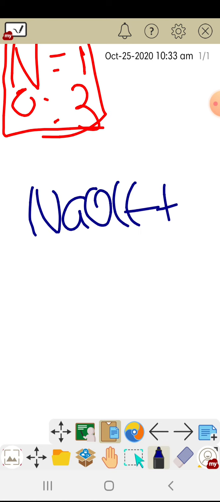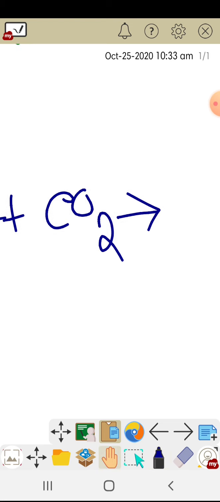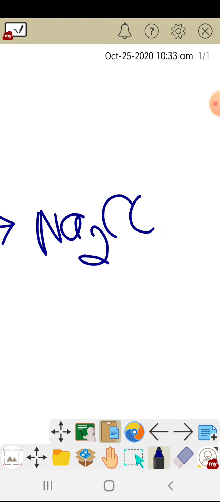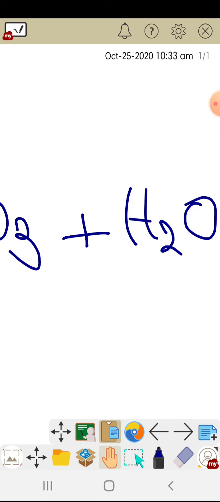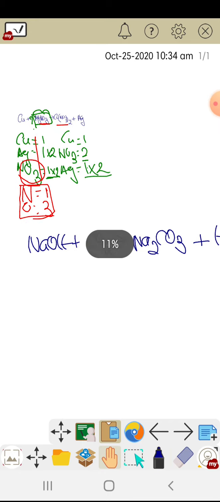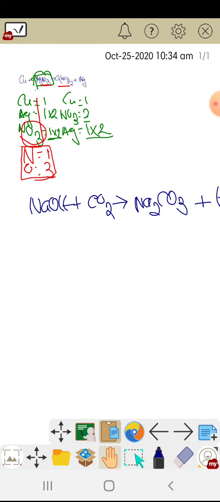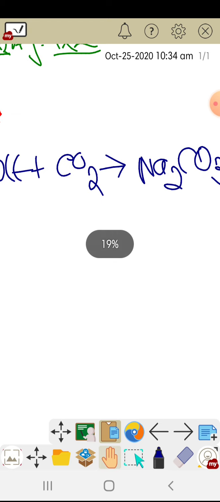Okay, so let us take another example. NaOH plus CO2 gives Na2CO3, that is sodium carbonate, plus H2O. Fine, I'm zooming in and out again. This is the question. So what you have to do is you have to do this CO2, right? Fine. Okay, so again I'm zooming.